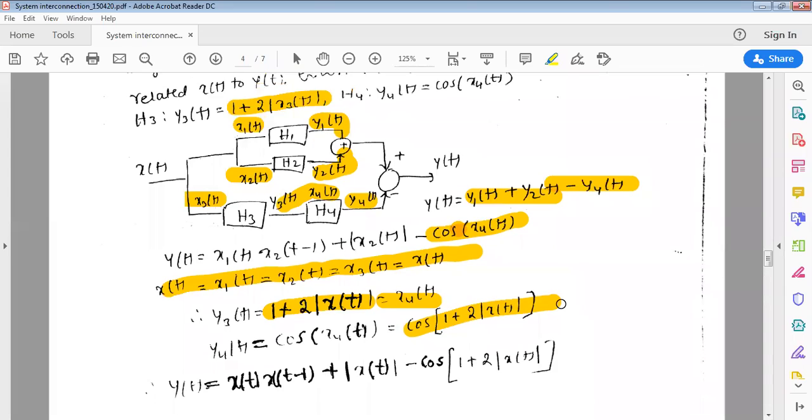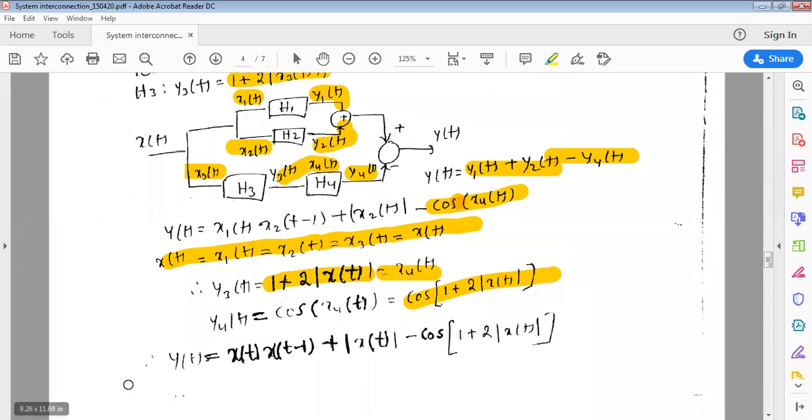Sir, repeat the final expression. See here, y of t is equal to x1 of t into x2 of t minus 1, I wrote. But x1 of t, x2 of t is the same as x of t. Therefore, I wrote x of t into x of t minus 1 plus mod of x of t, minus. Now, what is your y4 of t? y4 of t is nothing but cos of 1 plus 2 x of t. This factor I substituted here.